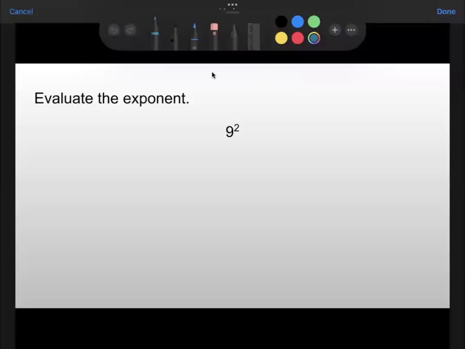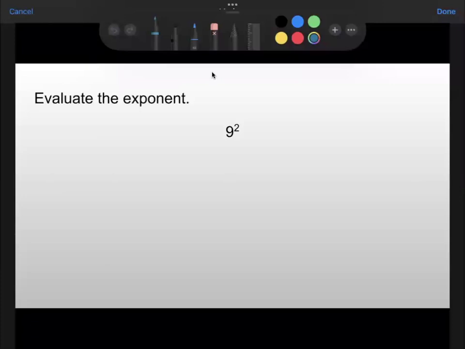Okay, so whenever we use the term evaluate in math, what we're referring to is trying to figure out the value of. So if we're evaluating an exponent, we're trying to figure out the value of an exponent. So let's review how exponents are put together and what that means.